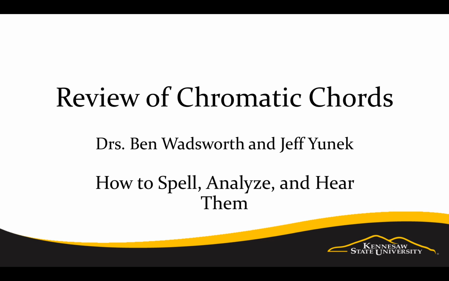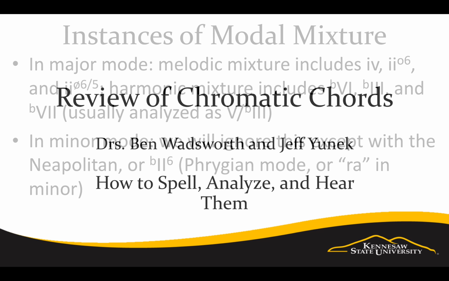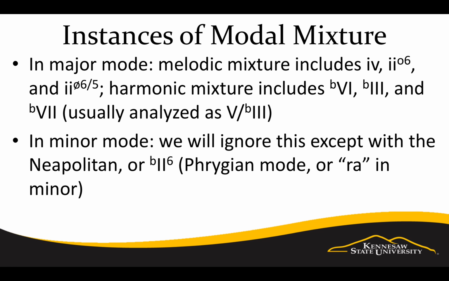This is a review of chromatic chords, how to spell, analyze, and hear them. Let's talk about instances of modal mixture. In the major mode, melodic mixture includes minor 4, 2 diminished 6, and 2 half diminished 6, 5. Harmonic mixture includes flat 6, flat 3, and flat 7, which usually is followed by flat 3, which makes it analyzed as 5 of flat 3.